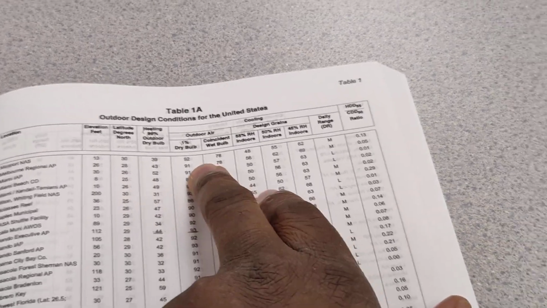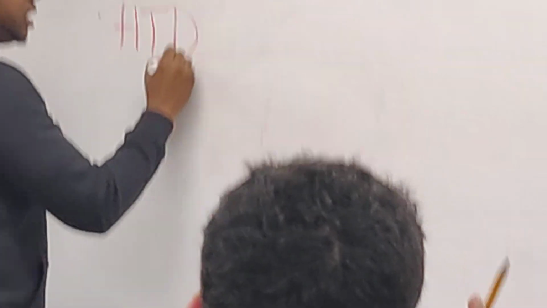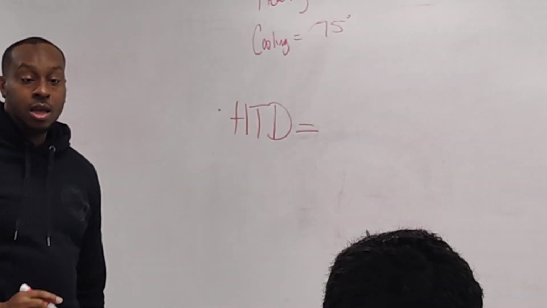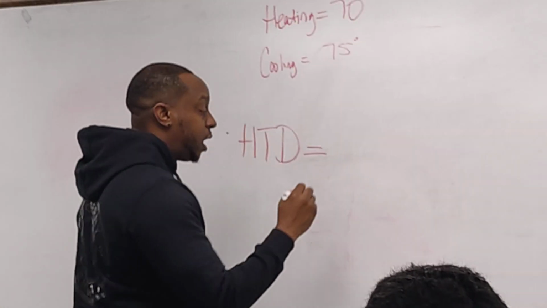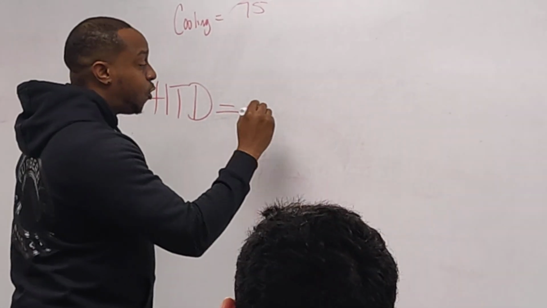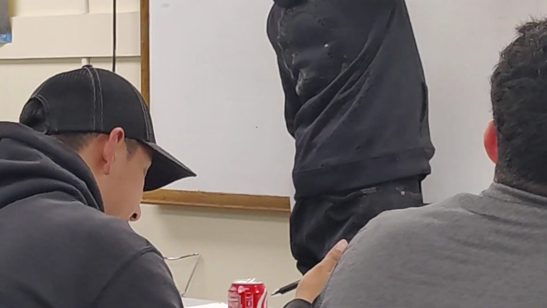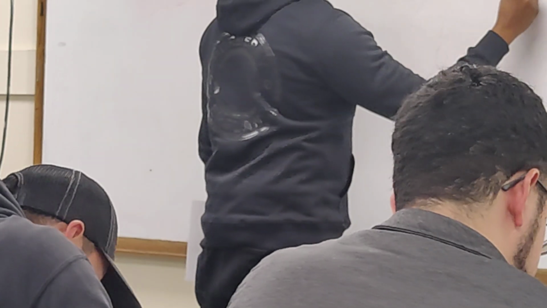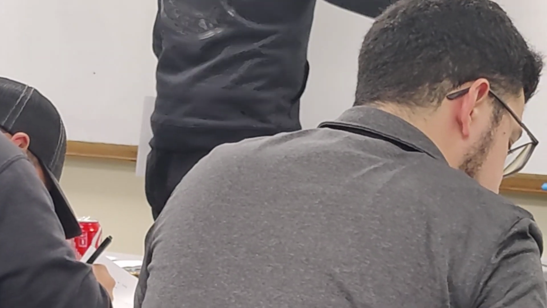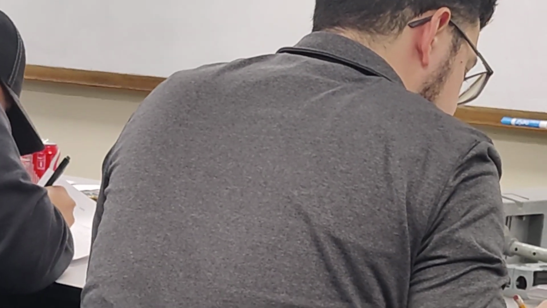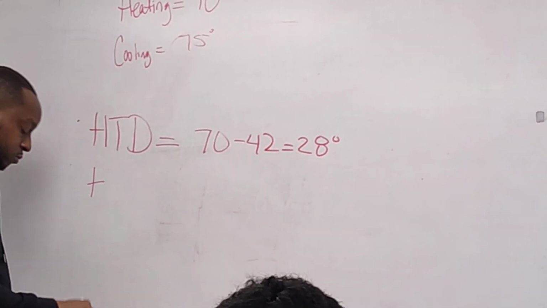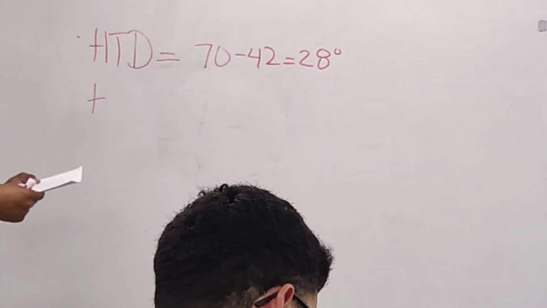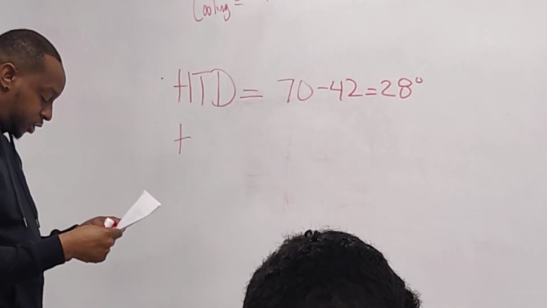Pay attention, guys. This is how you find the HTD. If you look on your paper, that's the next thing. To find the heating temperature difference, you take the heating design number, which is 70, minus the number from chart 1A, which was 42. That will give you 28. That is the HTD, the heat temperature difference.